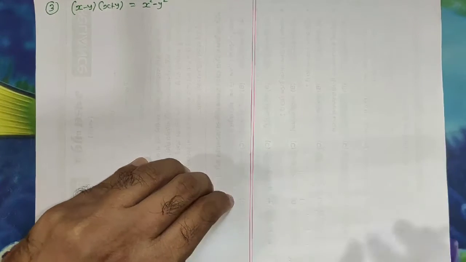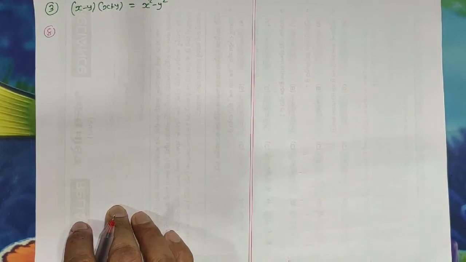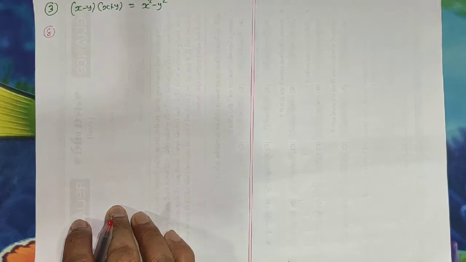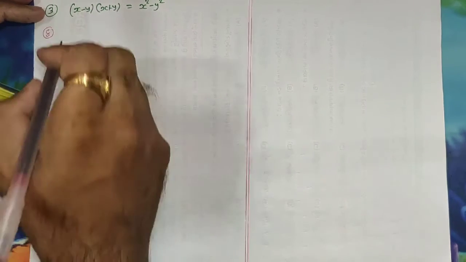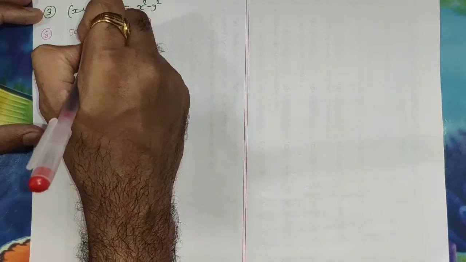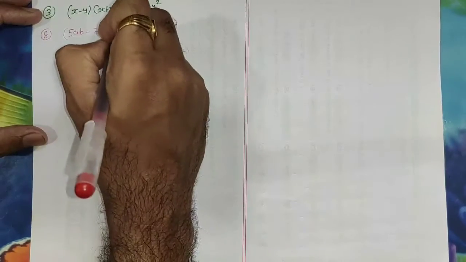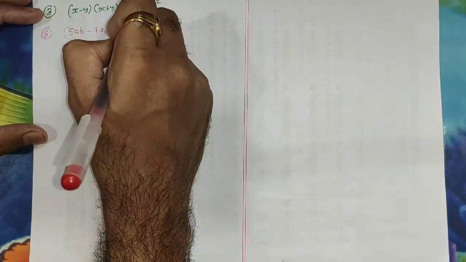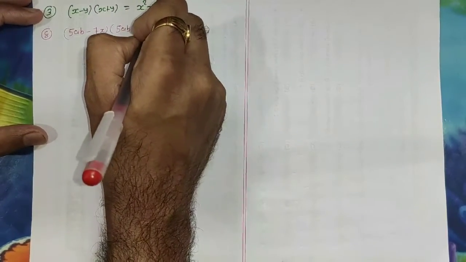Now next one, which number came? 8 now. So now consider sum number 8. Suppose we are given to perform the expansion of two terms which are 5ab minus 7x and 5ab plus 7x.